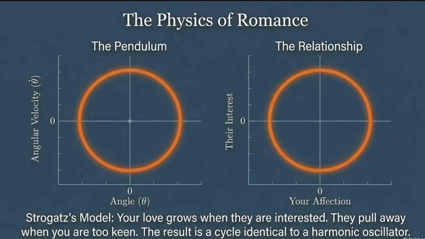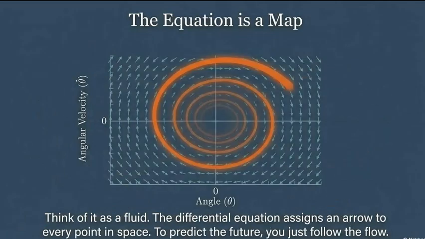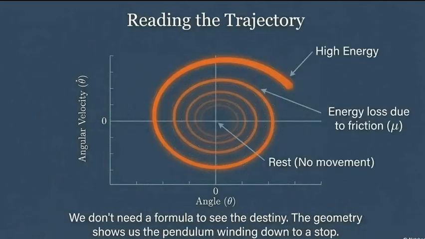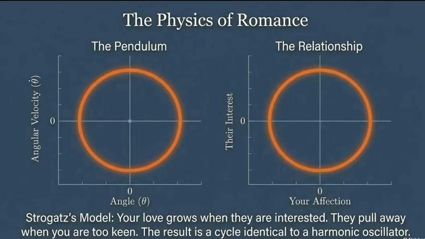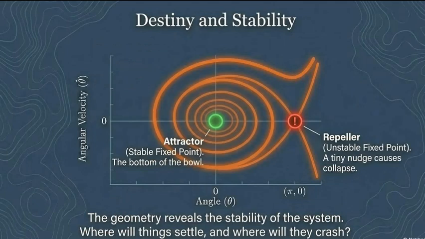Let's map it in phase space then. For the pendulum, we needed a 2D map. How big is the map for 3 planets? Well, you have 3 planets. Each one has a position in 3D space, X, Y, and Z. And each one has momentum in 3D space. That's 6 numbers per planet. So 3 planets times 6 numbers, 18 dimensions. Correct. The state of that solar system is a single point meandering through an 18-dimensional landscape.